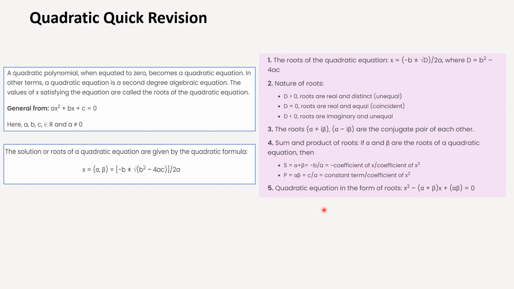Then suppose you are given the roots of a quadratic equation. To form a quadratic equation, what do you do? You do like this: x square minus the sum of the roots, alpha plus beta, times x, plus alpha beta, equal to 0. So these are the few points you can revise in 2-3 minutes before your examination. Now let's see the exercise.